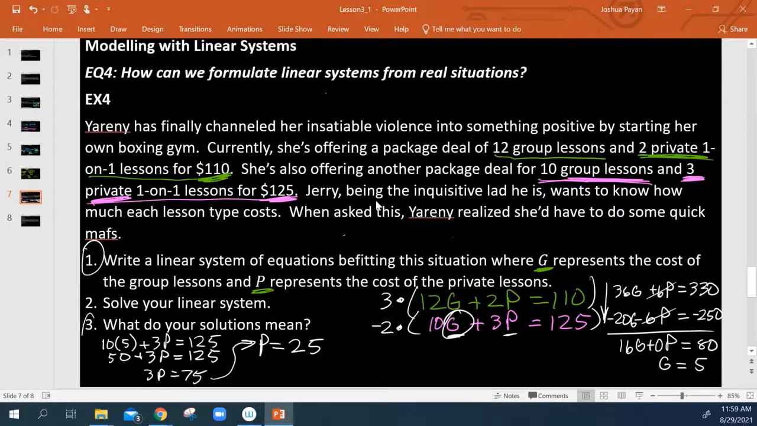So what do our solutions mean? We solved the system. P is 25 and G is 5. Our solutions mean that the private lessons cost $25 each and the group lessons cost $5 each.